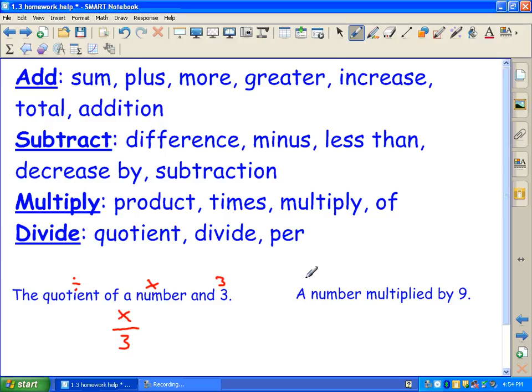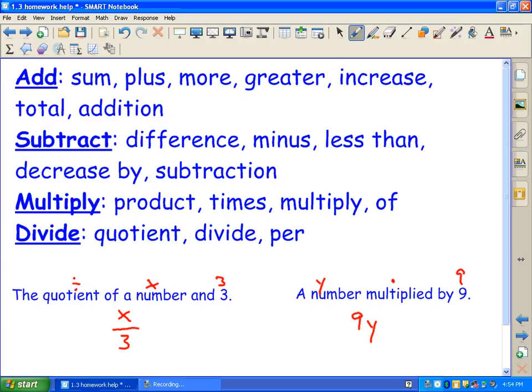Now over here, it just says a number multiplied by 9. So again, where I see the word number, I'm going to put some variable in, and I'm multiplying by 9. Now an important thing, when I'm writing multiplication in algebra, I always write the two parts just next to each other. And when I have a number and a variable, I will always write the number first to show multiplication. So in other words, this one I would write 9y.